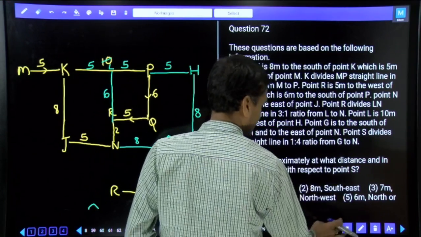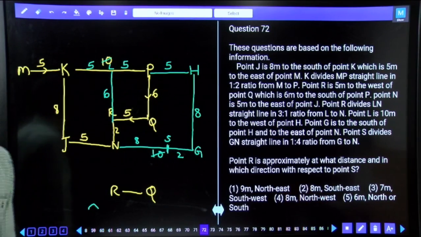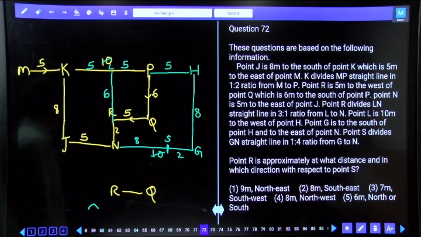Yes, shall I explain the questions or not required? Anyone please? Yes, anyone? Yes, questions. Yes, fine, Manasa. Now in this one, coming to question number 72.